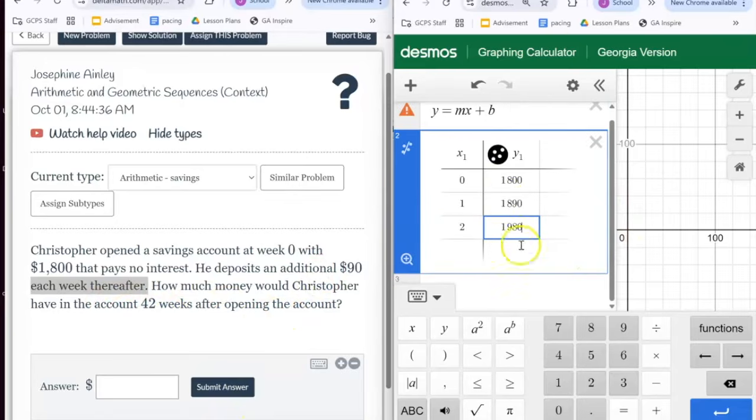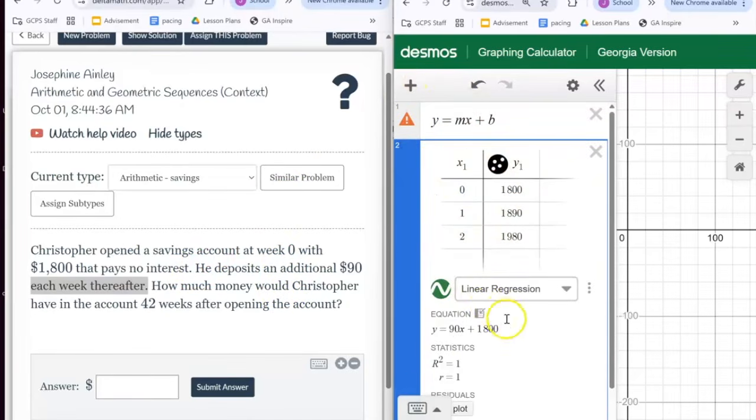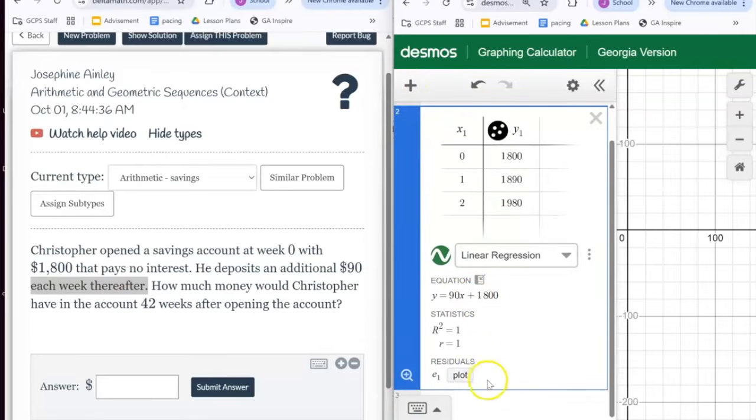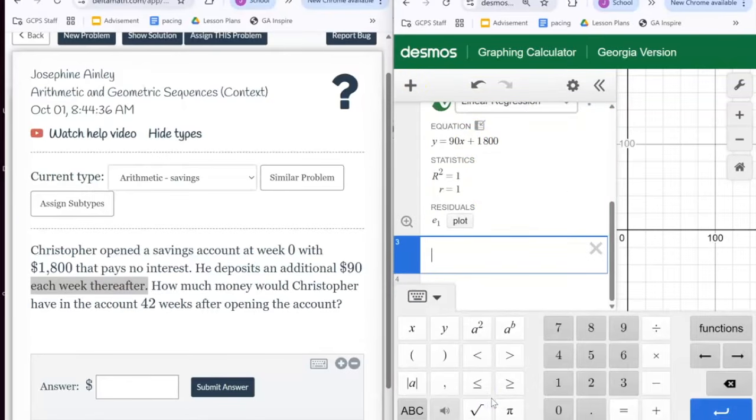Okay, so I have enough numbers. I only need 2 numbers, because they told me week 0, I have to use what they say. If they don't say, then I'm going to just do y equals mx plus b into the calculator. If they do say, I'm going to put in the table of what they say, and then I'm going to make it a linear regression.